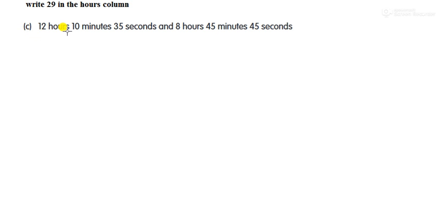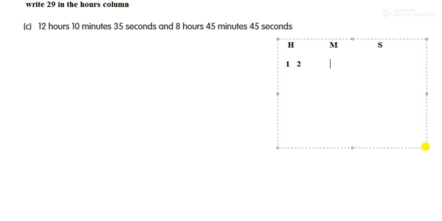Next, add 12 hours 10 minutes 35 seconds and 8 hours 45 minutes 45 seconds. Here we have hours, minutes and seconds. So here 12 hours 10 minutes and 35 seconds. Next, 8 hours 45 minutes and 45 seconds.